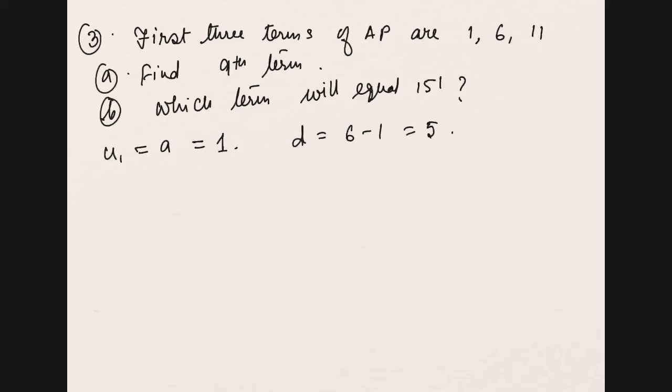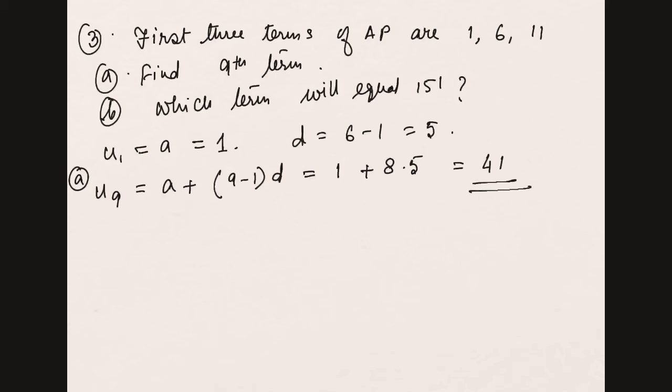Using this information, I can write the ninth term as U9 equals A plus (n minus 1) D, where n here is 9. Simply writing the formula and substituting the values: 1 plus (9 minus 1) times 5, that is 8 into 5. So U9 is 41. Okay, my first answer is there. The ninth term of the given sequence is 41.